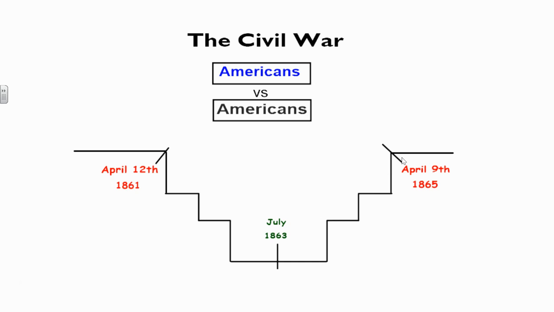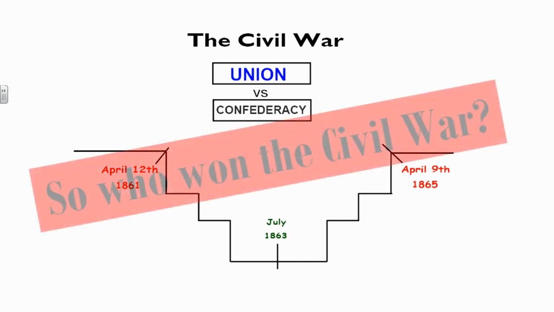Now, we are going to use this shape to describe the events that take place during the Civil War. And I use the shape on purpose. The shape of this timeline really shows how the war went during the Civil War. So let's take a look here. We have the Union versus the Confederacy, the United States versus those Confederate states.